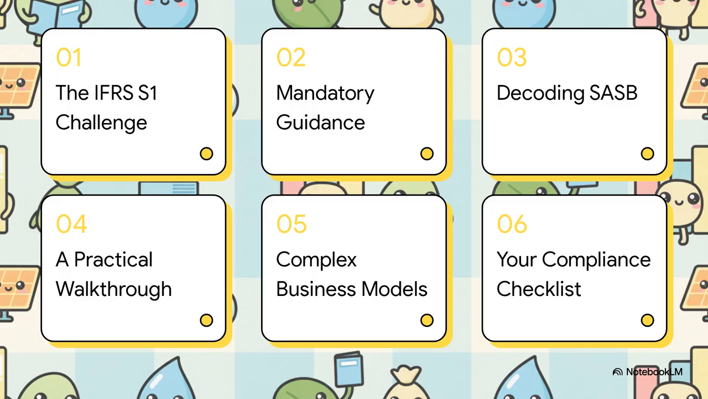Okay, so here's our game plan. We're going to start with the main challenge that IFRS S1 presents. Then we'll uncover the mandatory link it has to SASB. After that, we'll decode the SASB architecture so you know what you're looking at, walk through a really practical example with an airline, and then tackle what to do with more complex business models. We'll wrap it all up with a simple compliance checklist. Let's get right into it.